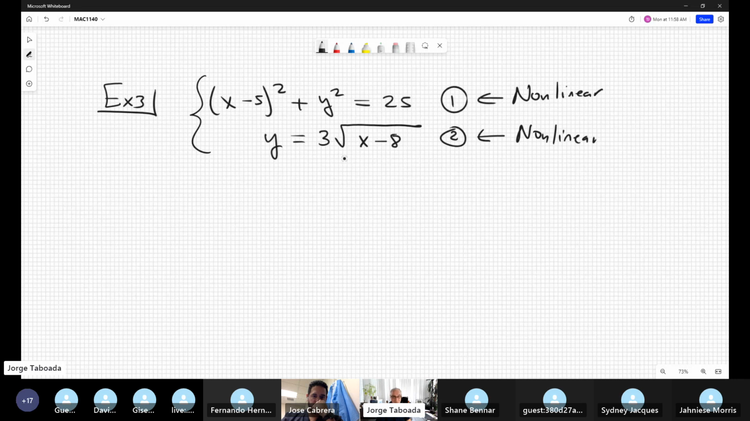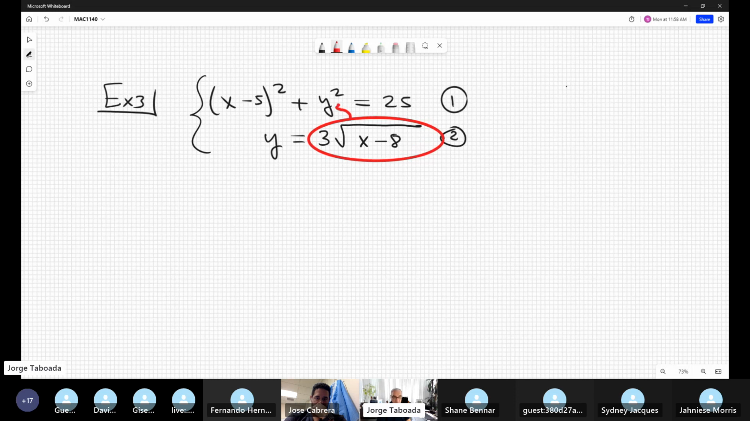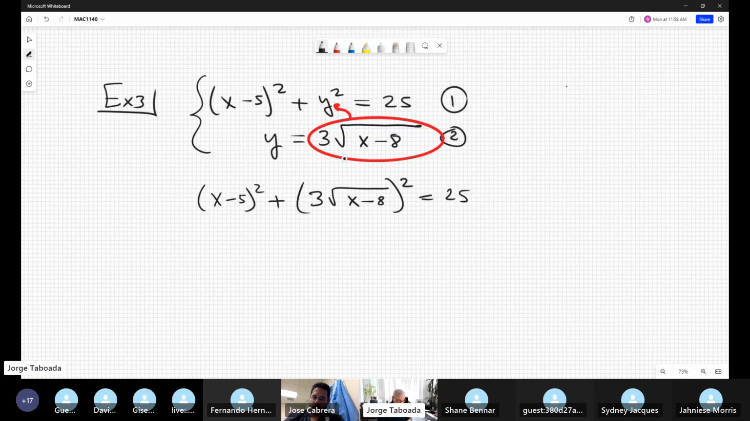See, we are doing the graph of this. Obviously, it's a curve. I need to find the solution in between the curves, the common points. But in this case, I take advantage of substitution. The reason is because the second equation, of course nonlinear, has y isolated. I like that. So now the only thing that I need to do is take this expression and plug it in the y in the other equation. So basically, it's x minus 5 squared plus, important the parentheses, 3 square root of x minus 8 is y, squared, equal 25. Everyone follow me? Everyone understand the thing I'm doing?